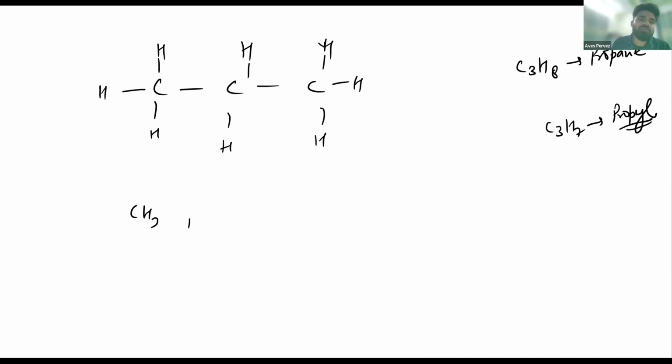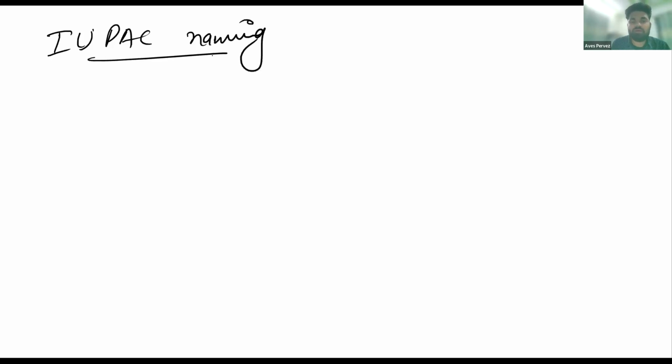So now we shall be moving toward the IUPAC name, how we are going to write the name of the simplest one. IUPAC naming. IUPAC is the International Union for Pure and Applied Chemistry, and there are some rules for how to write the IUPAC name of the hydrocarbon.